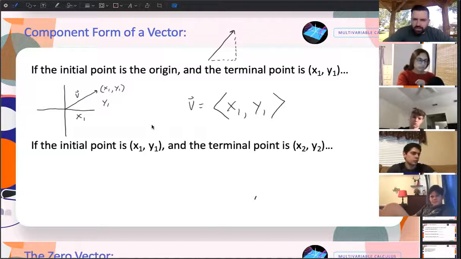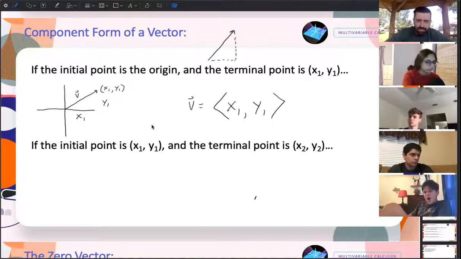We typically use little caret symbols because if we put parentheses, it can be mistaken for a point. Some books do use parentheses. I've been in classes that use parentheses, and therefore sometimes I accidentally use them. They're somewhat interchangeable. I prefer the caret because it's distinct from a coordinate point.